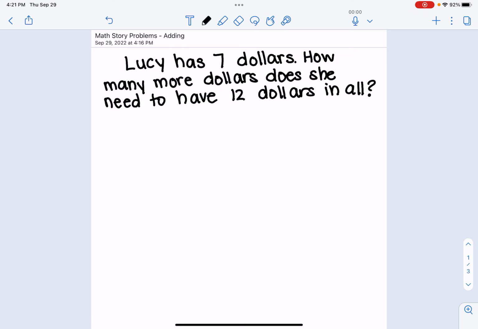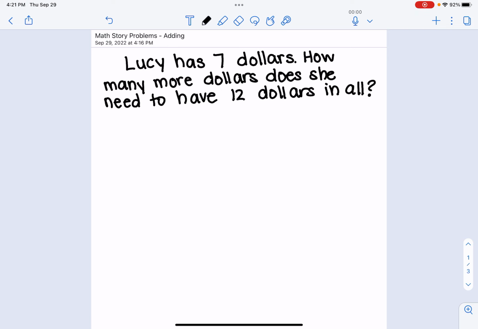So what's important to note here is that we don't just want to teach students to look for keywords in a word problem or anything like that, because that doesn't always tell us how to solve the problem. So we really want them to think about the problem in context and what they can do to solve it and what makes sense to them. So the first thing I would have my students do is think about what equation matches this problem.